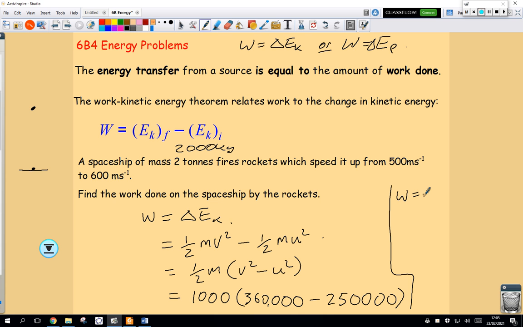So it's going to be 1,000 times the difference between 360 and 250, which I think is 110,000. Okay, 1,000 times 110,000 is 110 million. And my units will be joules. So 110 million joules of work was done on this 2,000 kilogram rocket.